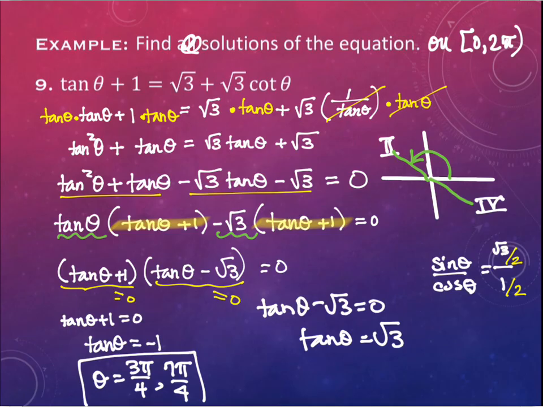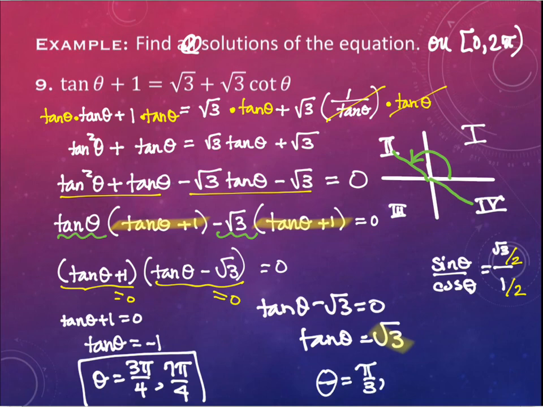Now, it's still giving me negative values, right? This one's giving me positive values. I apologize. This is square root of 3. So I'm supposed to be in quadrants 1 and 3 now, right? 1 and 3. So in quadrant 1, where is the sine value equal to square root 3 over 2? Pi over 3. It is pi over 3. So the angle is at pi over 3.